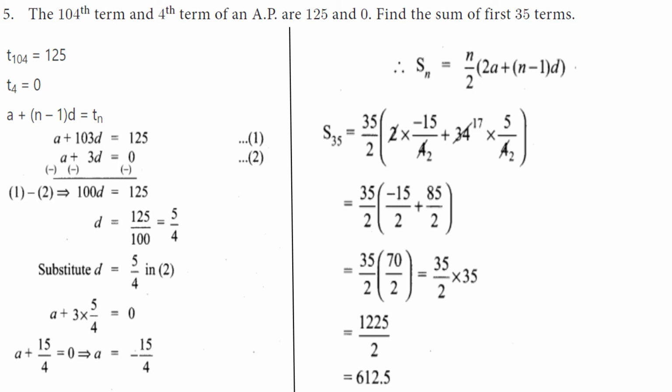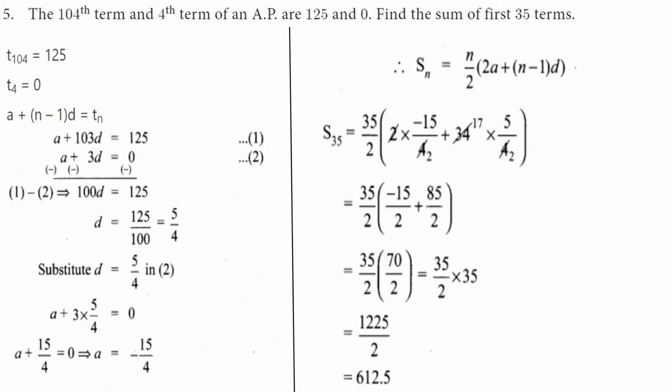Next, we have to find the sum. Sum formula: Sn equals n by 2 into 2a plus n minus 1 into d. So here n equals 35. So 35 by 2 into 2 into a, which is minus 15 by 4, plus n minus 1, that is 35 minus 1, 34, into 5 by 4. Cancel it with 2. 2 2s are 4, and 34: 2 17s are 34.